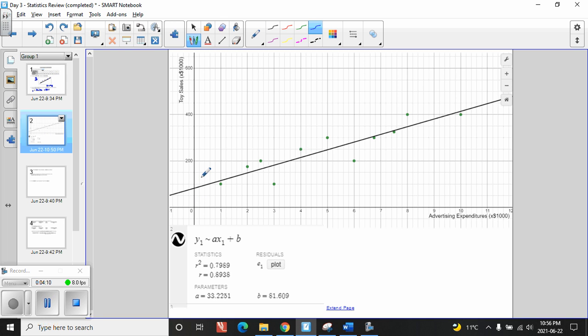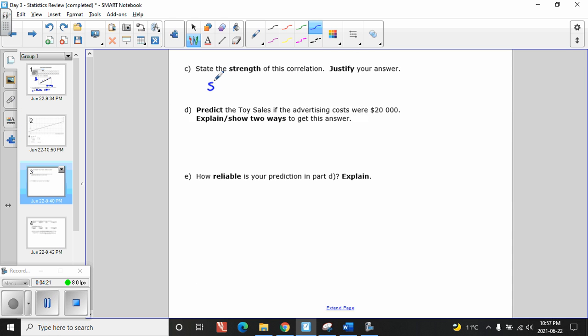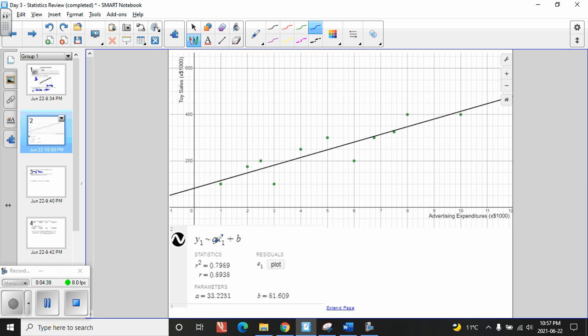So you can call this strong, weak, use whatever word you choose. I think stronger for this one. Strong or weak. So there is definitely some scatter, so it's not a really strong graph. If we are having a hard time deciding, we can also take a look at the R squared value. And this is an R squared of roughly 0.8, so 80%. That's pretty good. So I'd say it's strong, but not very strong.